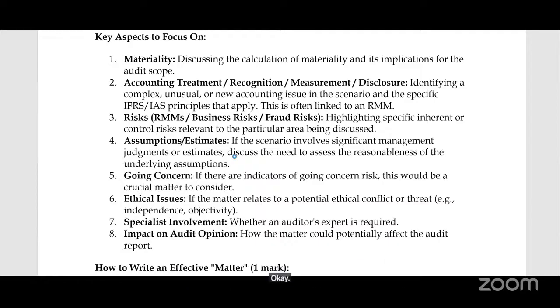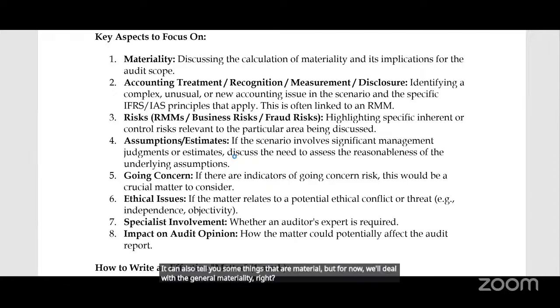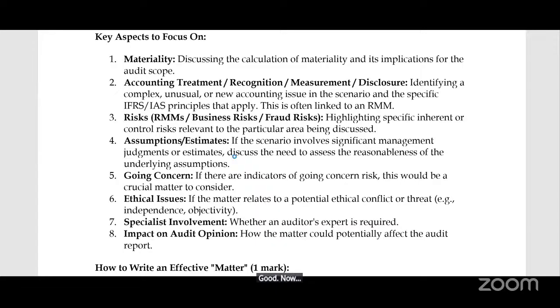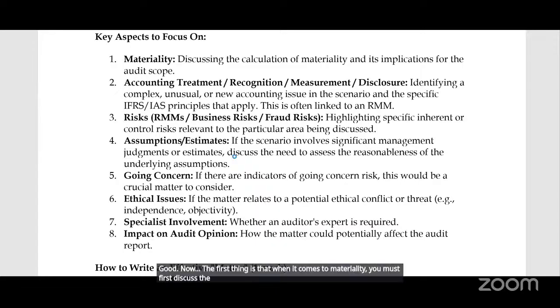There are different kinds of things that, by their nature and by the nature of the entity too, can tell you some things that are material. But for now, we'll deal with the general materiality. Good. Now, the first thing is that when it comes to materiality, you must first discuss the calculation of materiality and the implications for the audit scope, meaning the scope of the audit, the coverage.